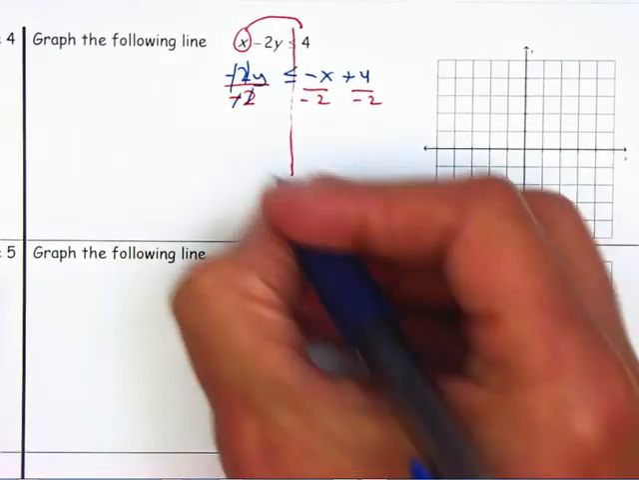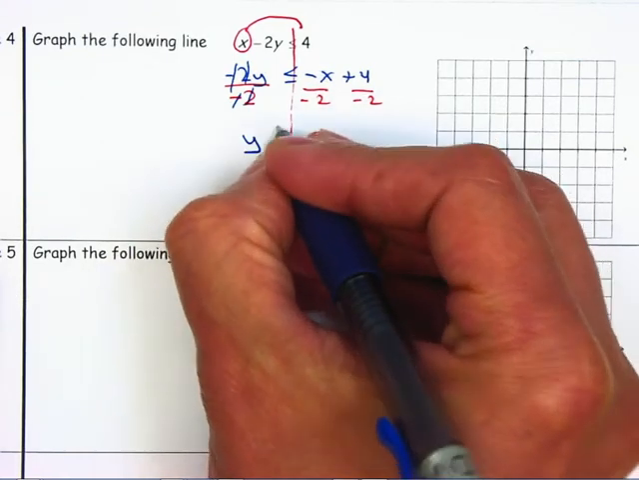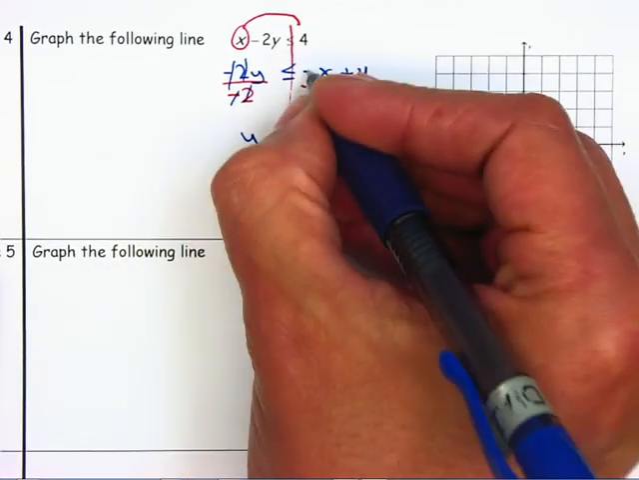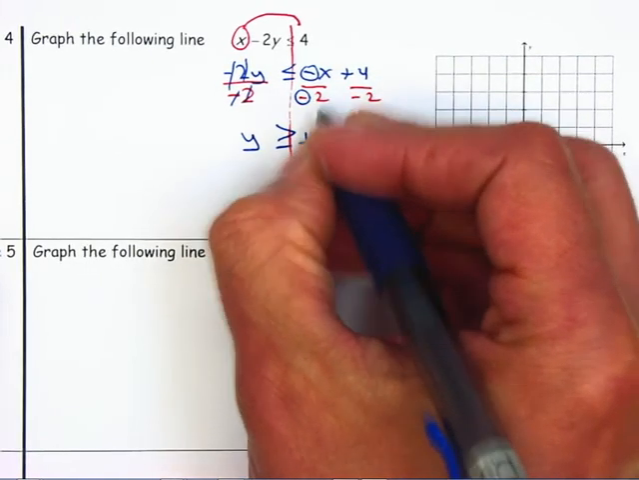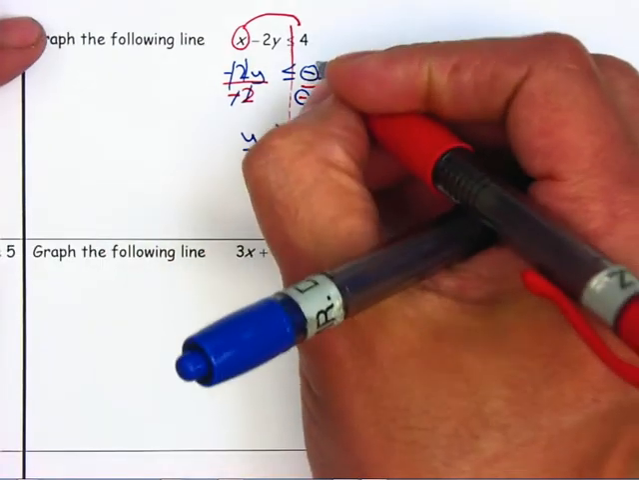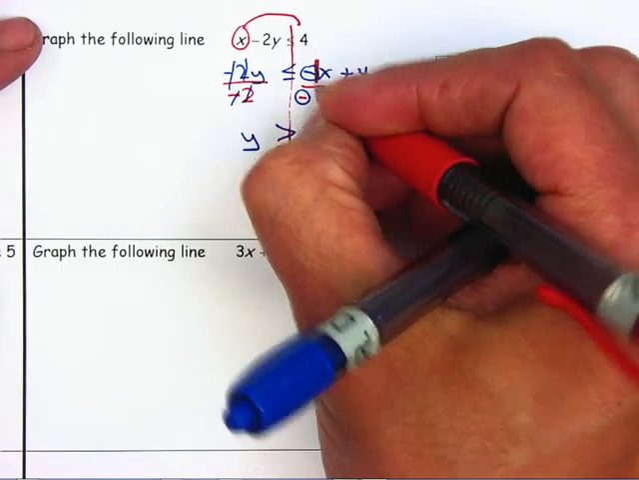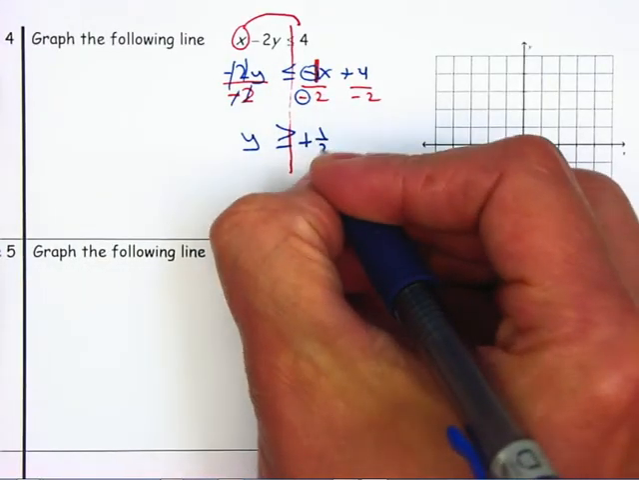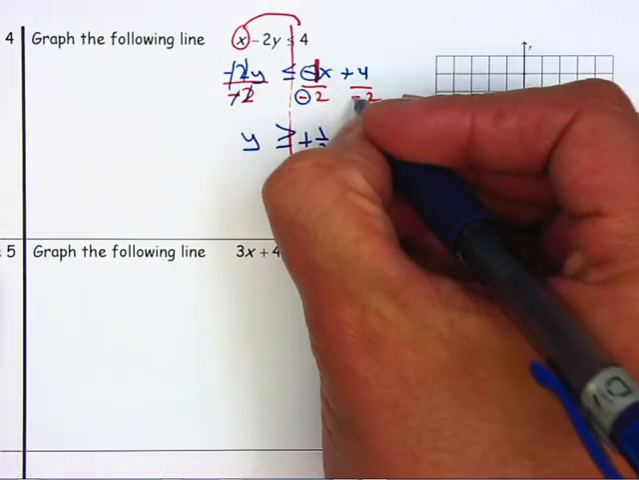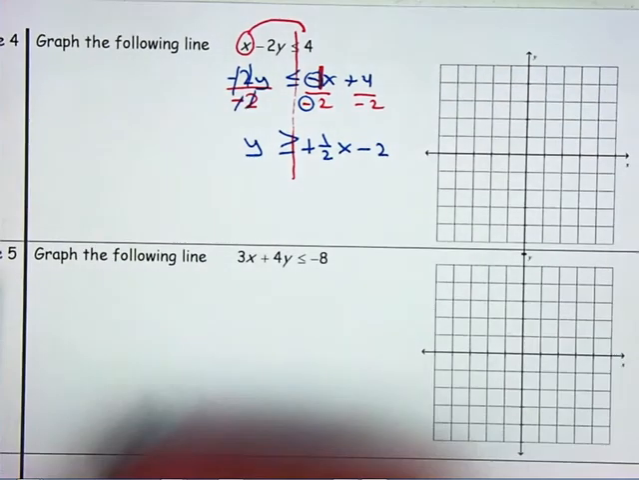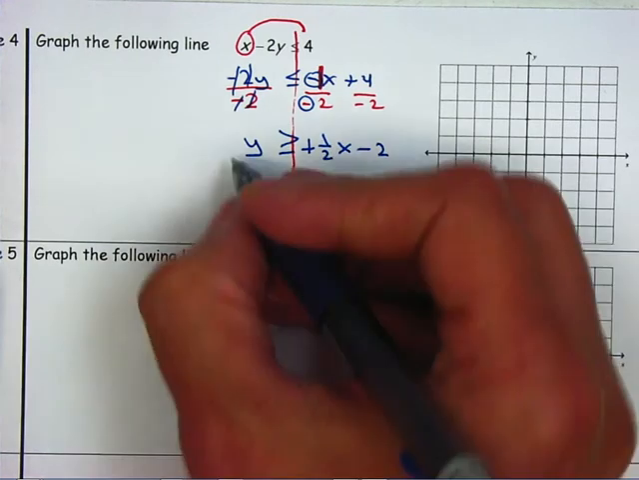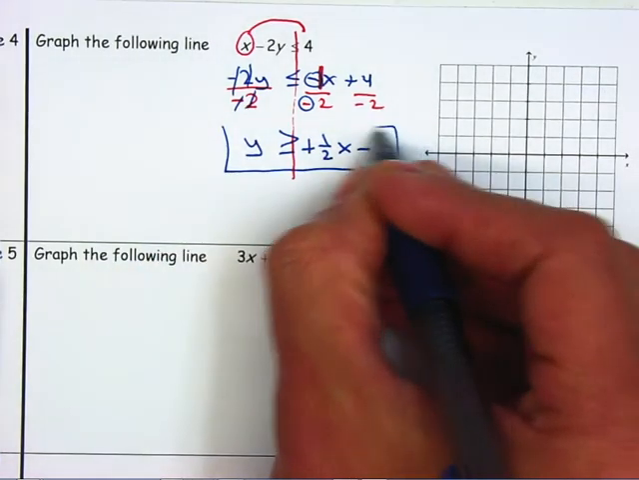And what happens when I divide by a negative number? I need to flip the inequality. Negative divided by negative, so the double negative becomes a positive. Now, there's no coefficient here, so there's a 1. 1 divided by 2 will just be 1/2 x. Positive 4 divided by negative will be negative 2. So 4 divided by 2 is 2. And from here, I can just graph it.